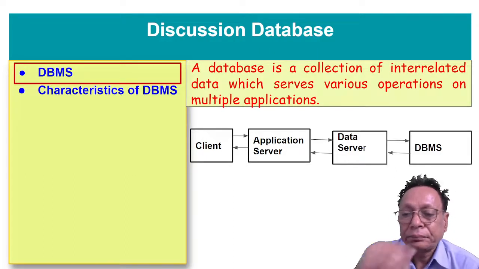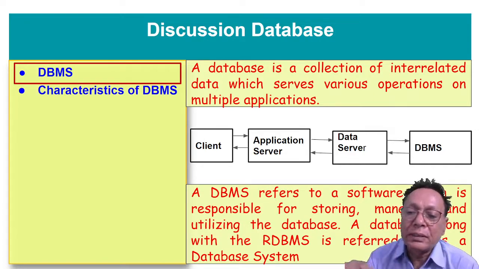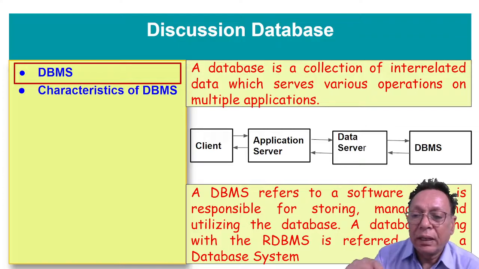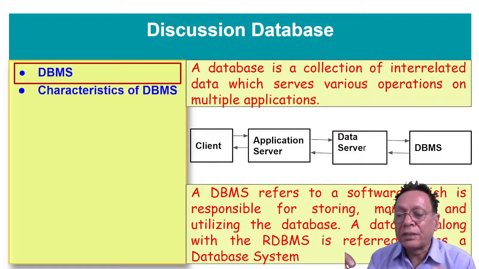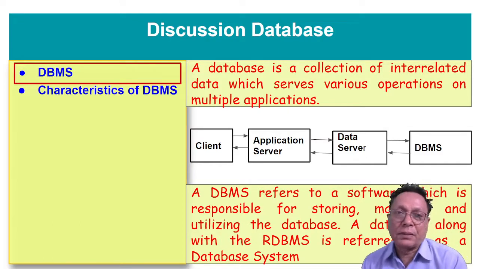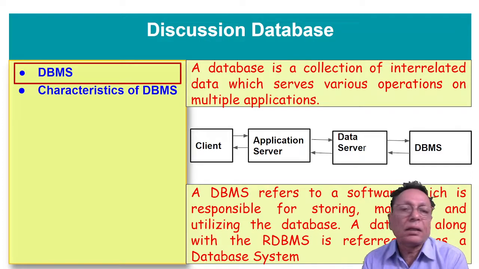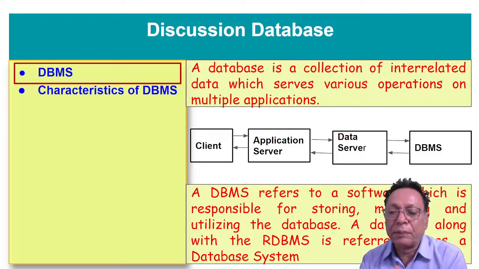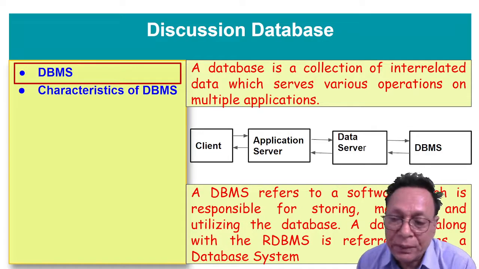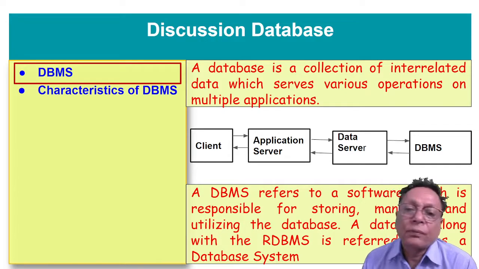And the next is a new term which comes in, that is the DBMS. A DBMS refers to a software which is responsible for storing and managing, rather utilizing, the database. A database along with the DBMS is referred to as a database system. RDBMS, because R is attached to DBMS, means relational database management system. It plays an important role, so we'll discuss it on a later slide.